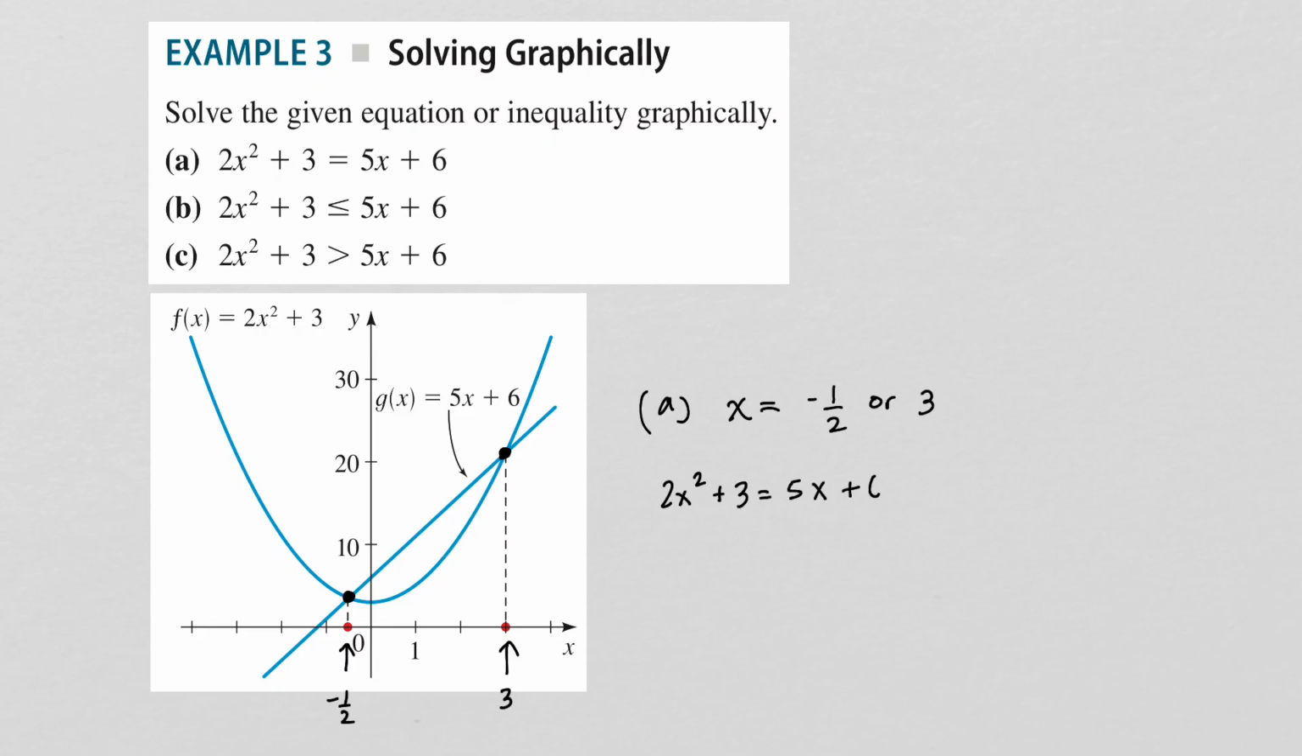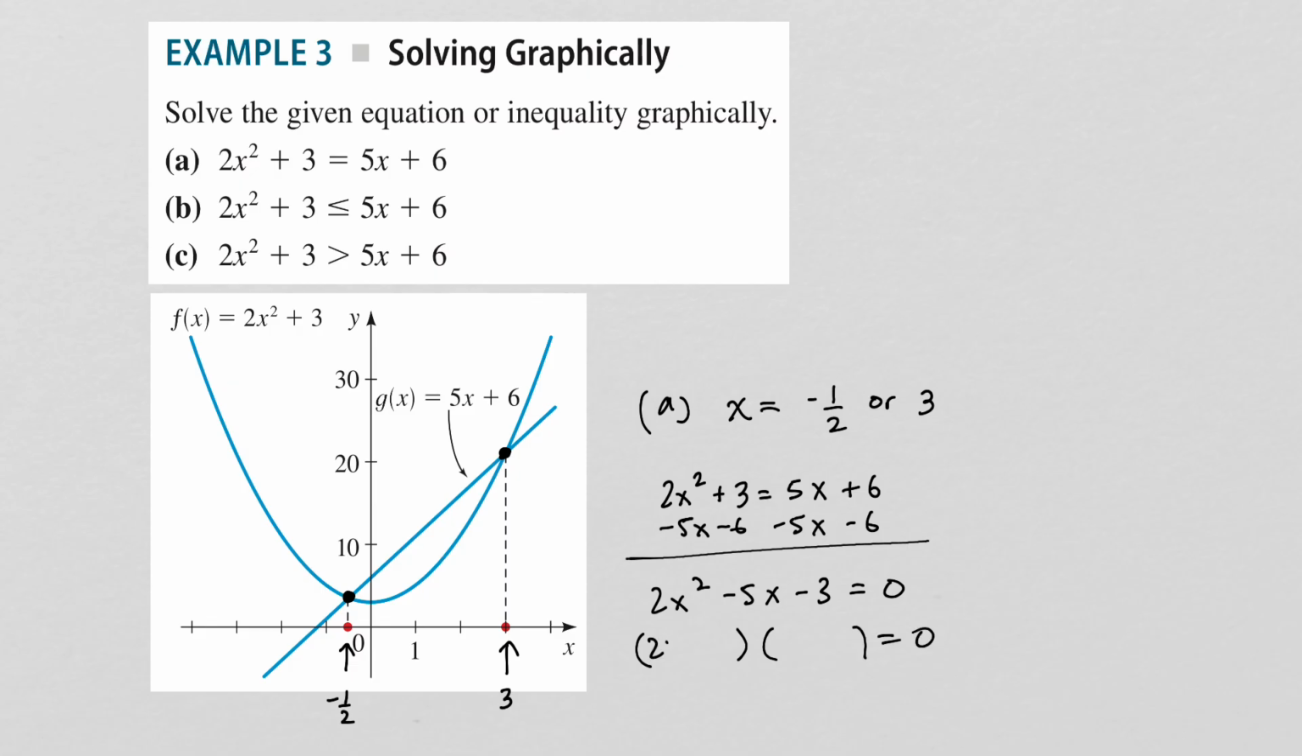So what I can do here is subtract 5x and subtract 6 from both sides, and that's going to give us 2x squared minus 5x minus 3 is equal to 0. From there, you can factor the quadratic here. Just take it on faith, I'm just going to factor this. You can check my work. But you get those two factors.